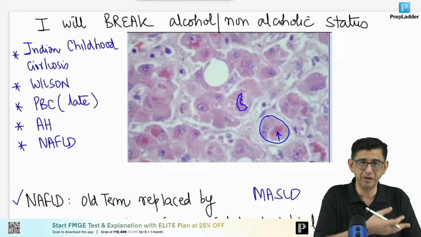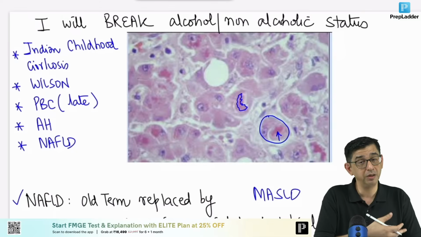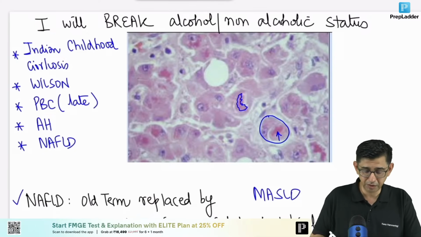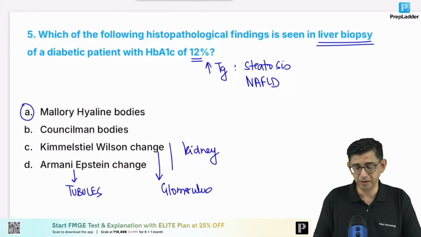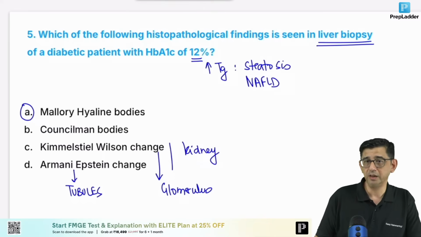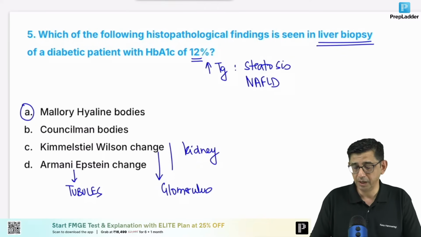All diabetics have fatty liver, and this fatty liver can contribute to even liver cirrhosis in these patients, which is the reason why in India nowadays the requirement of liver transplantation and kidney transplantation is increasing. So these are manifestations where we get Mallory-Denk bodies, and the correct answer for this question is option number A.